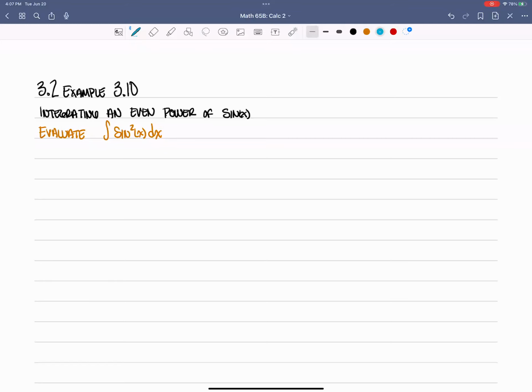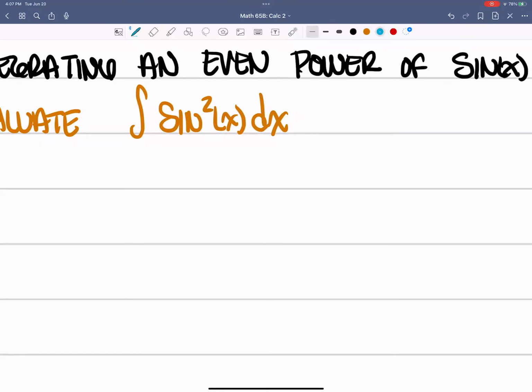Section 3.2, example 10, integrating an even power of sine. Ooh, an even power of sine. So let's put our trig hats on very quickly. I want you guys to remember the different values of cosine.